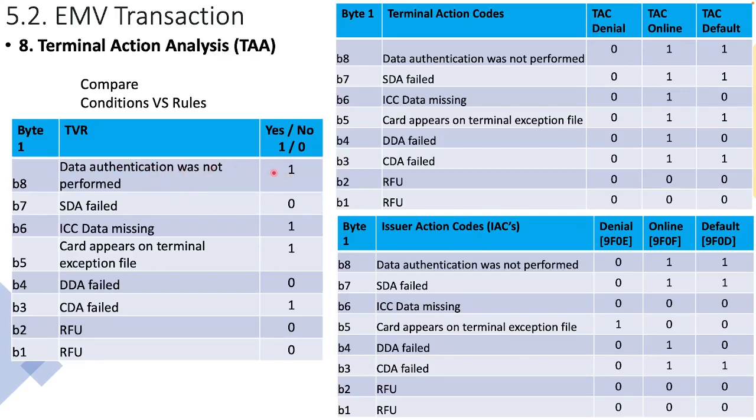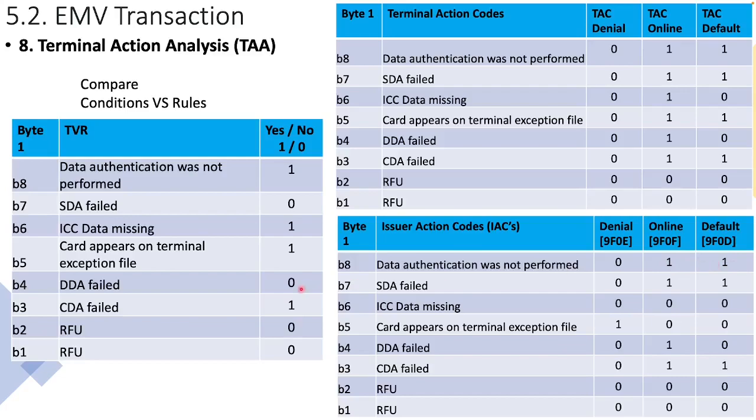Now let's look at the corresponding rules around this. Terminal action code says, in the event that data authentication was not performed, don't decline the transaction, send it online. But if we cannot make an online connection, if we cannot send a transaction online, then you have to decline the transaction. Okay. Issue action code says the same thing, right? So it says if this condition is present, which it is, don't decline it, try to send it online. But if you're unable to do so, then you have to decline it.